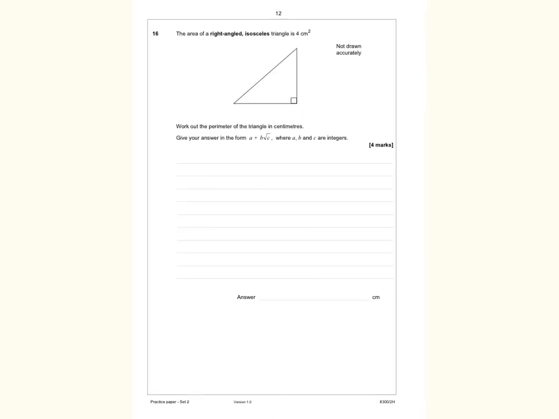Okay, so question number 16 says the area of a right-angled isosceles triangle is 4 centimeters squared. We've got a right-angled isosceles triangle here. Work out the perimeter of the triangle in centimeters. So we need to find the lengths, and we need to give our answer in surd form.